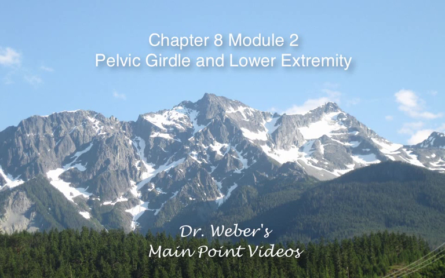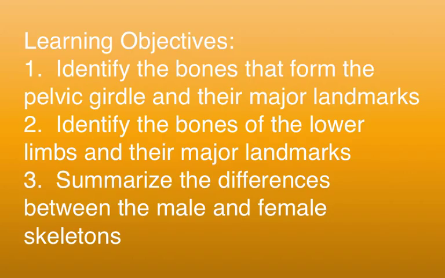This is Chapter 8, Module 2, the pelvic girdle and lower extremities. The learning objectives of this module are: 1. Identify the bones that form the pelvic girdle and their major landmarks. 2. Identify the bones of the lower limbs and their major landmarks. And 3. Summarize the differences between the male and female skeletons.